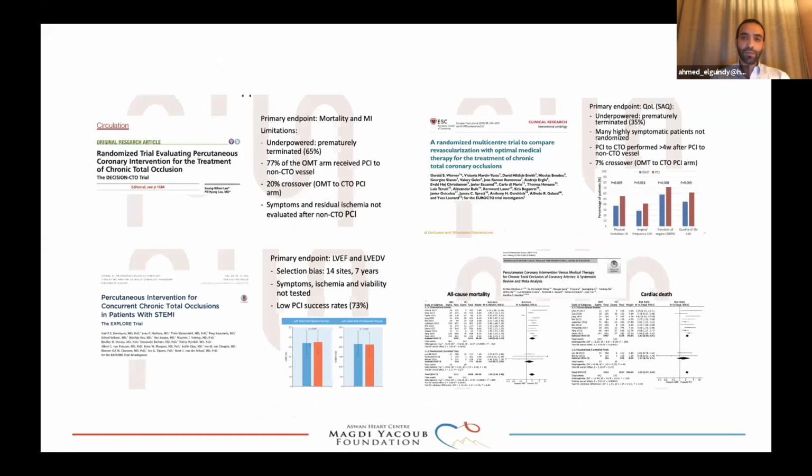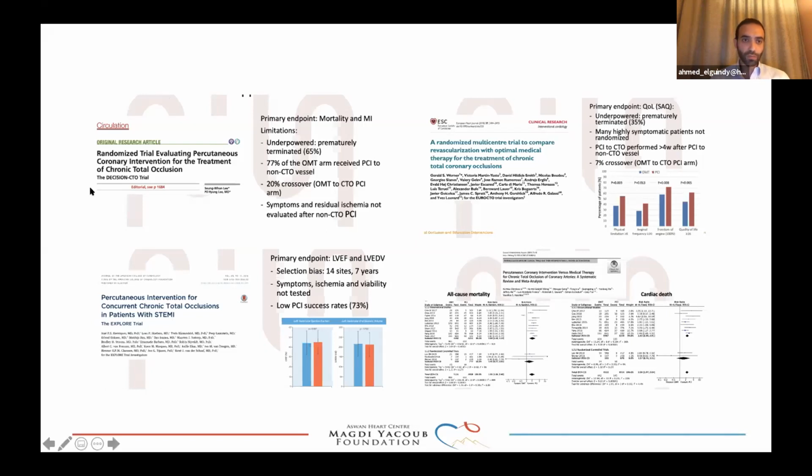And we do have 4 randomized trials in this arena looking at different endpoints. I just quickly want to point your attention to the fact that the currently available data do not support CTO PCI for prognostic indications. But that perhaps is mostly due to the poor quality of the evidence available.